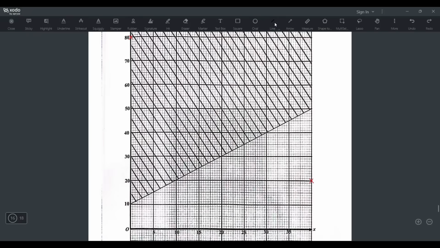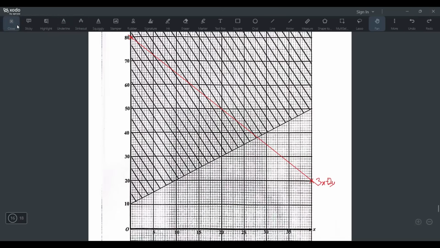And whenever you join, you should always ask yourself whether it's a solid line or dash line. But this one is solid line lah. And why is it solid line? Because they got put equal. So the equation is 3x plus 2y.